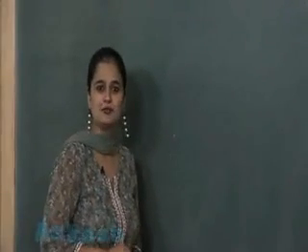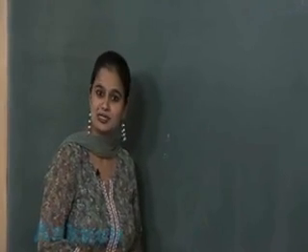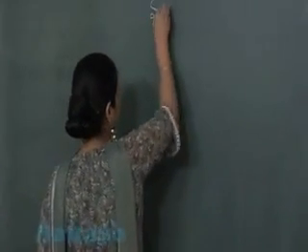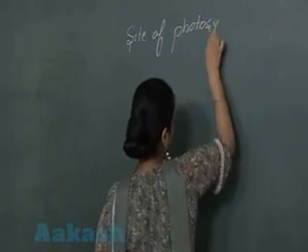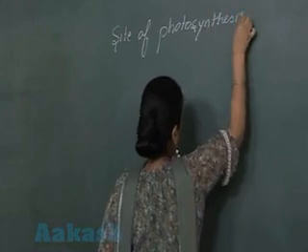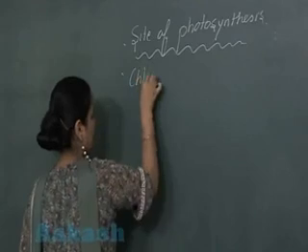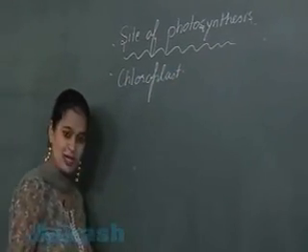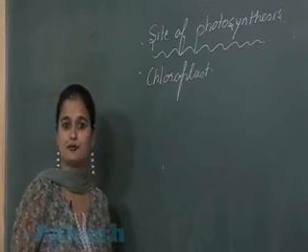Now the main site of photosynthesis in the plant is the leaves. In the leaves, that is the mesophyll cells, and mesophyll cells, for performing photosynthesis, possess chloroplasts. So in the green cell, the site of photosynthesis is the chloroplast. That's why the chloroplast is also known as the kitchen half of the cell. It results in the food formation.